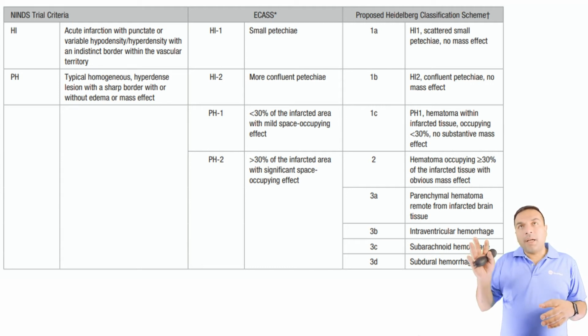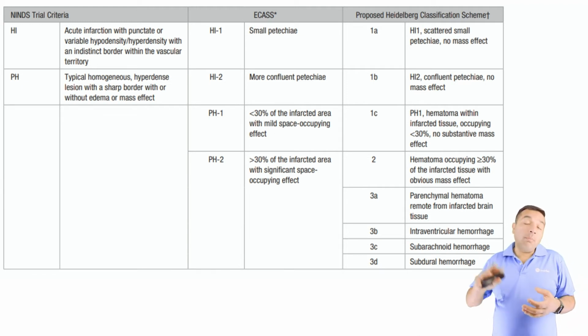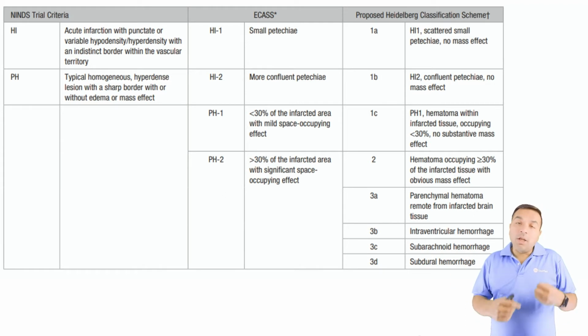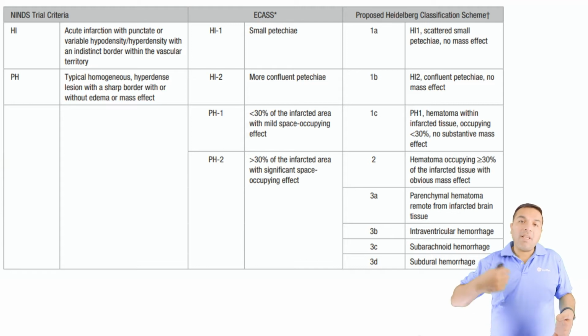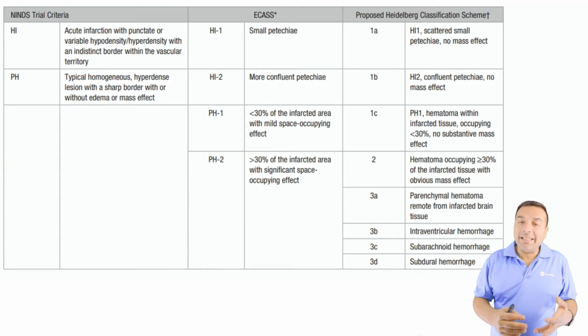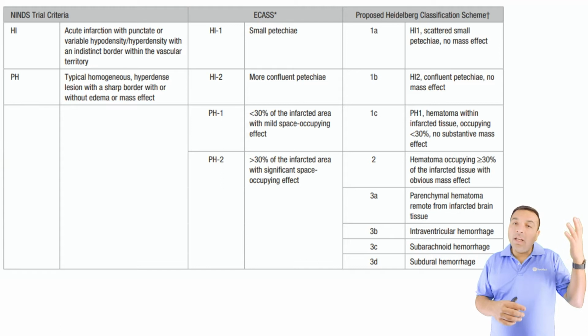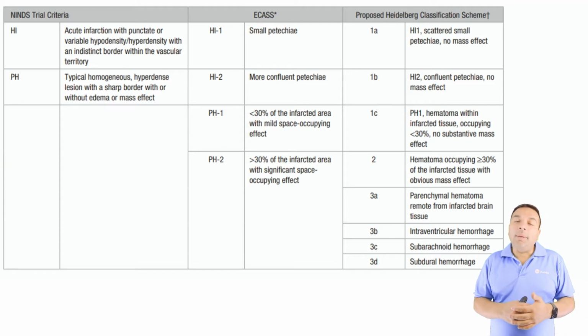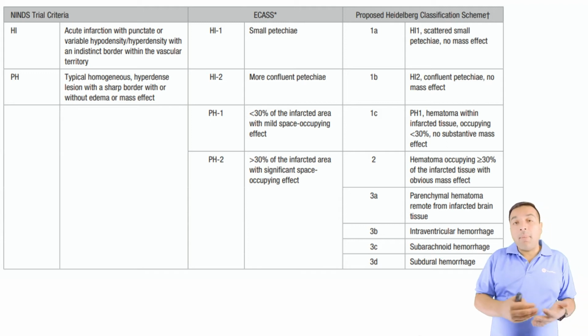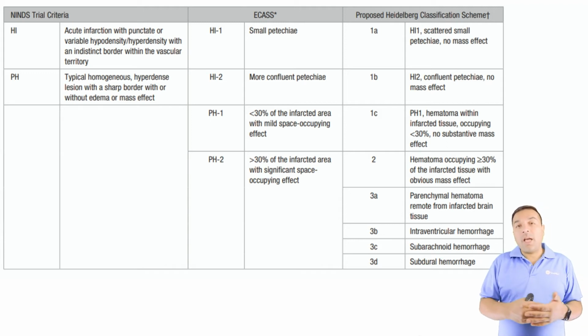However, the Heidelberg classification goes into more detail. It takes one step forward and also classifies 3A, 3B, C, and D. And 3A is actually parenchymal hematoma remote from the infarcted area, and that has happened. You actually go ahead and give tPA with right-sided symptoms representing the left side of the brain, and you do a CAT scan in 24 hours, and you see a small bleed on the other side of the brain. So that is not unusual to see. Sometimes you see them, and those are the areas that you actually have to consider.